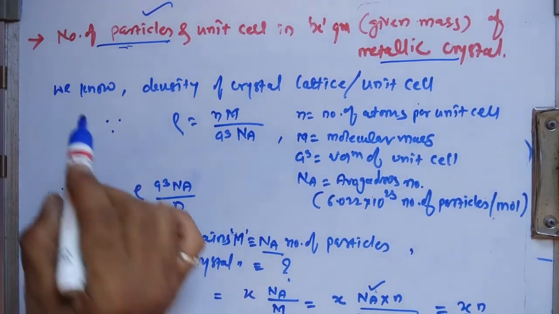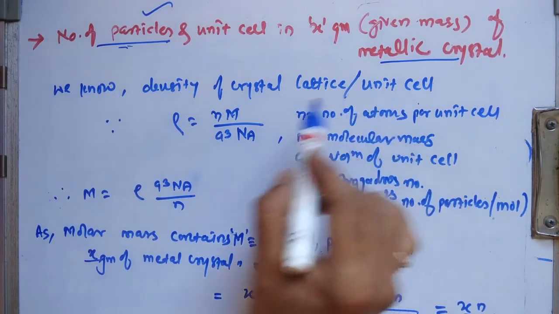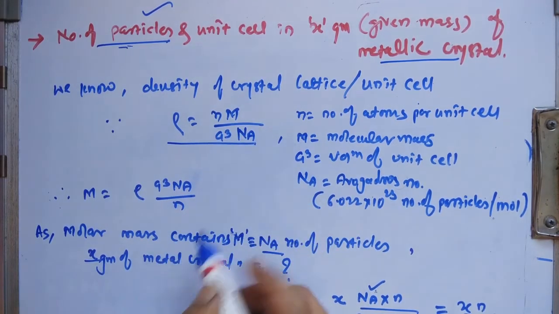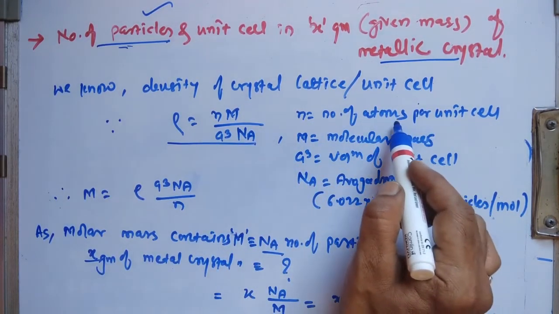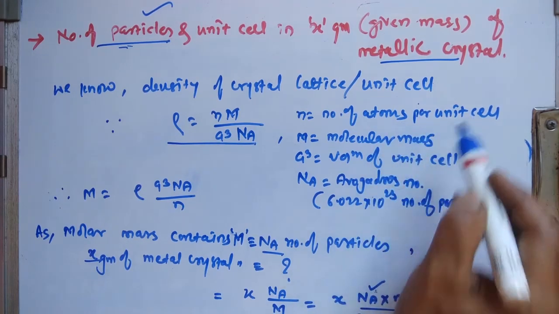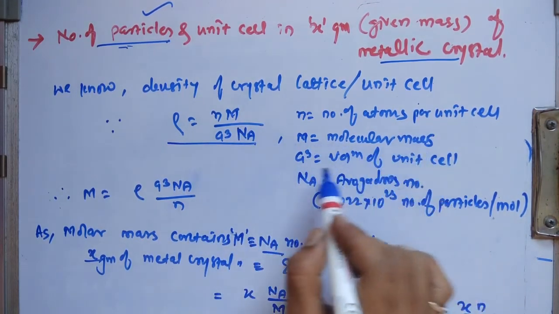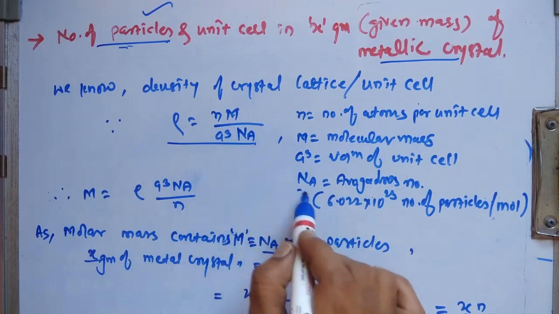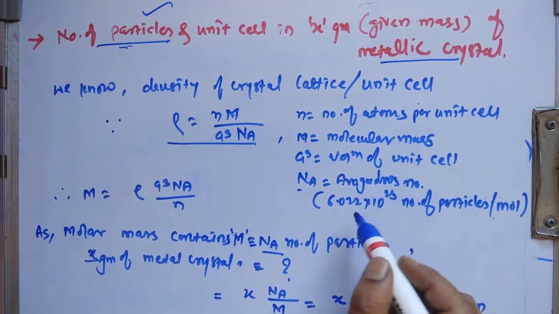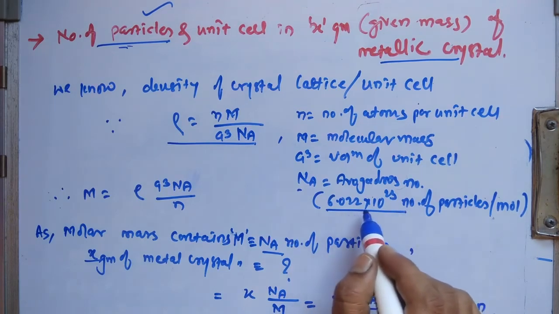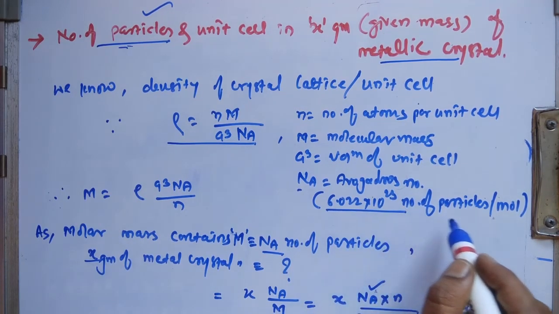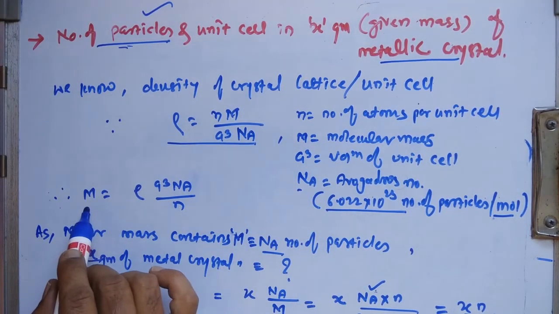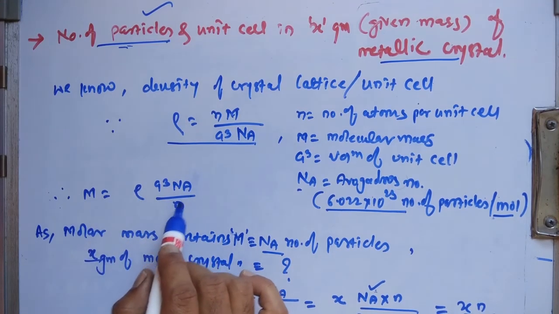Now how to find out that? We know that the density of the crystal lattice or unit cell is given this way: rho equals n into M upon a cube into Na, where n is the number of atoms or particles per unit cell, capital M is the molecular mass, a cube is the volume of the unit cell as a is the edge length of the unit cell, and Na is Avogadro's number. The value is 6.022 into 10 to the power 23, the number of particles present per mole of a substance. Now from this we can rearrange to get M equals rho into a cube into Na upon n.